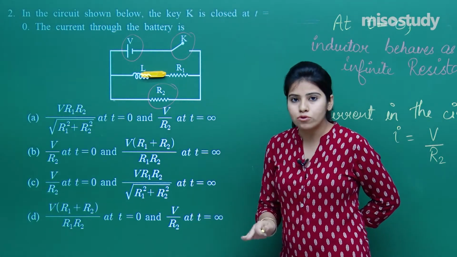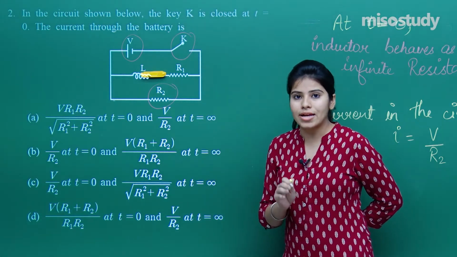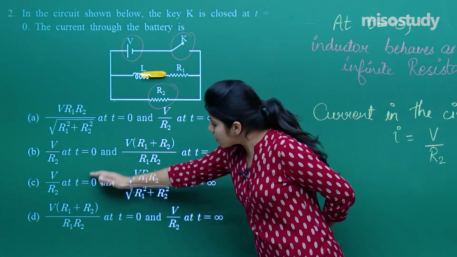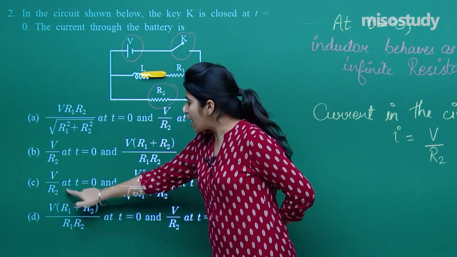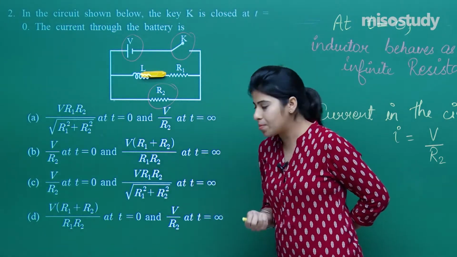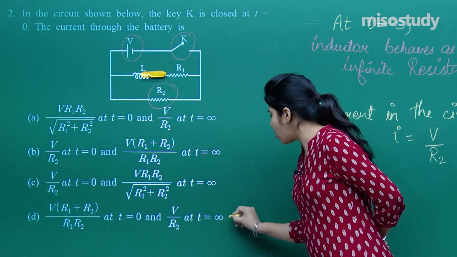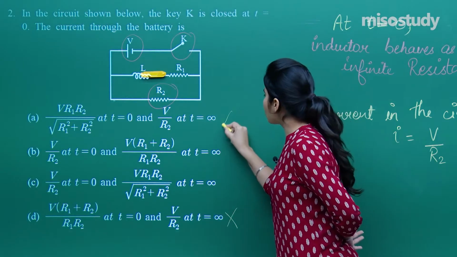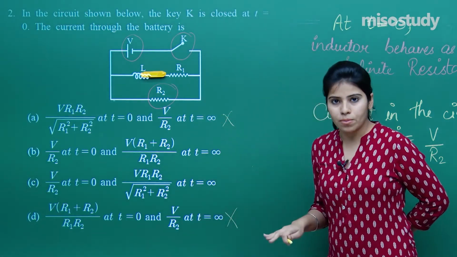First of all, we have to check out the current at T equals to 0. So from these four options, V upon R2 at T equals to 0, I can see there are two options that have been available for us. So that means definitely option D and option A can be reduced from here.